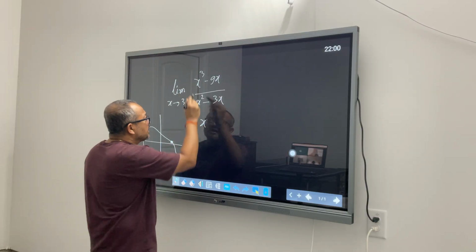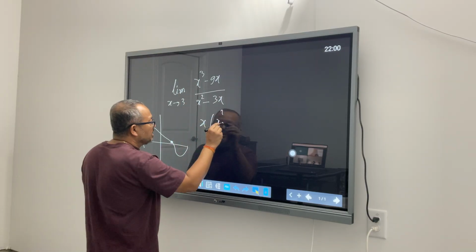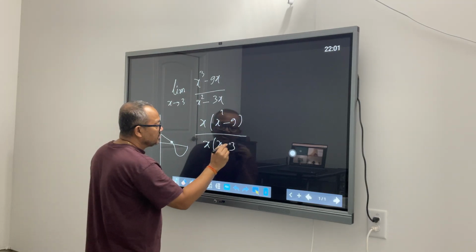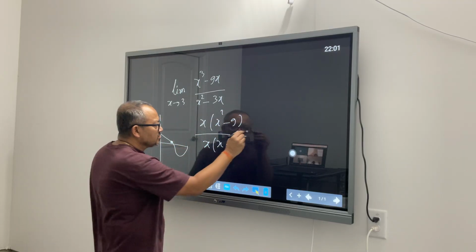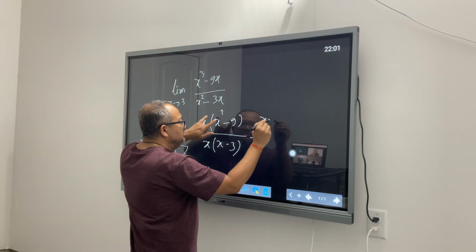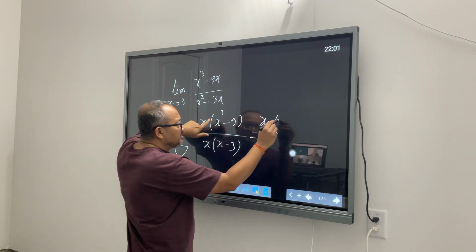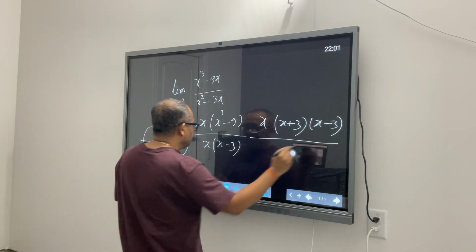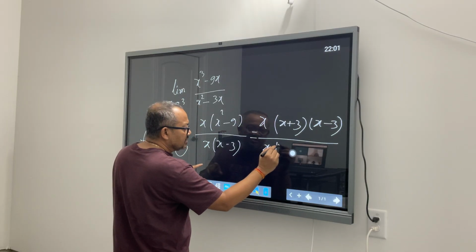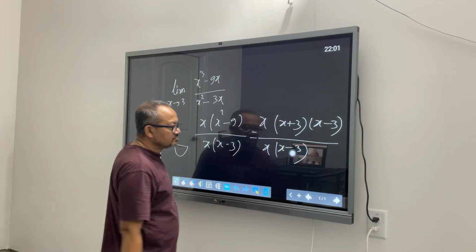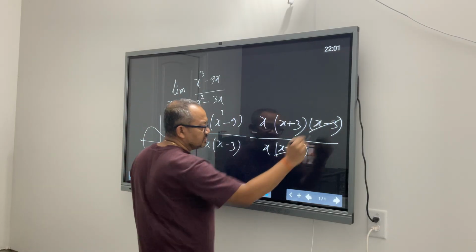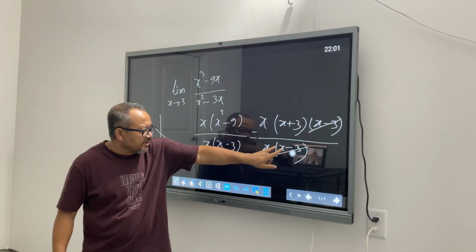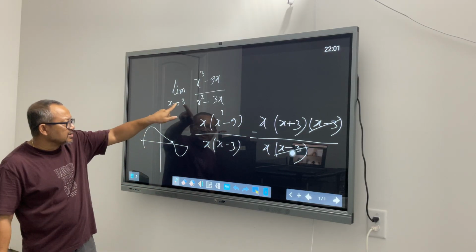Here you found x being common, so this became x square minus 9 divided by x common, that became x minus 3. Here, this is x square minus 3 square. So this is x times x square minus 3 square, that becomes x plus 3 times x minus 3, divided by x into x minus 3. And you knocked off these two.